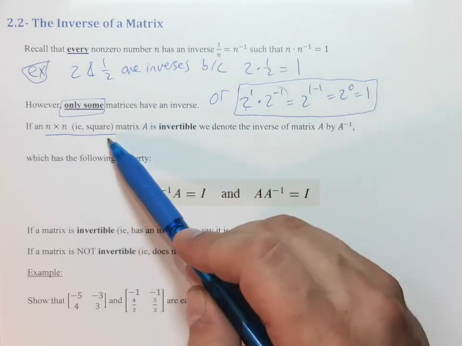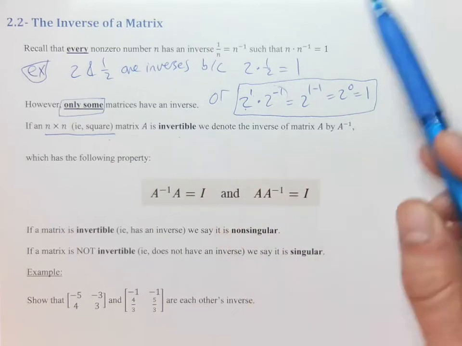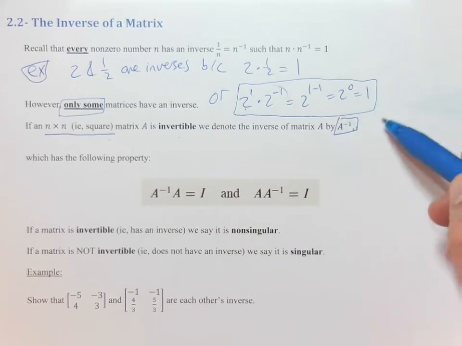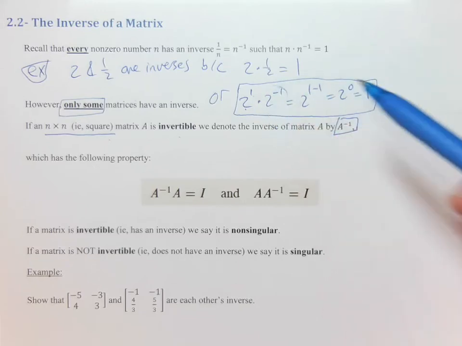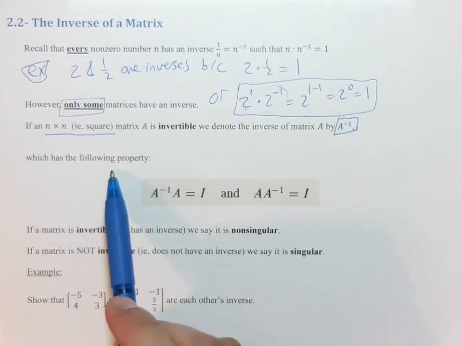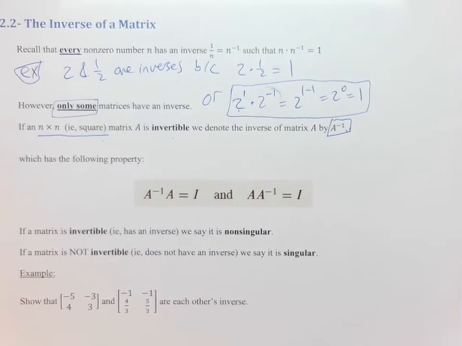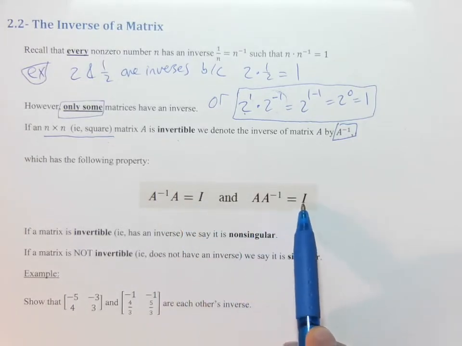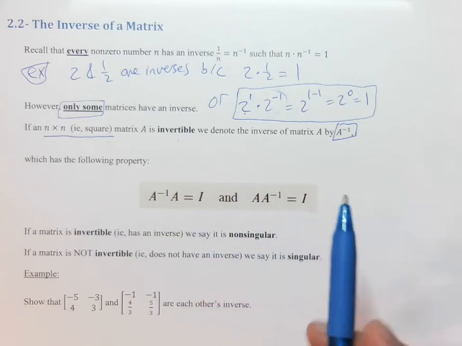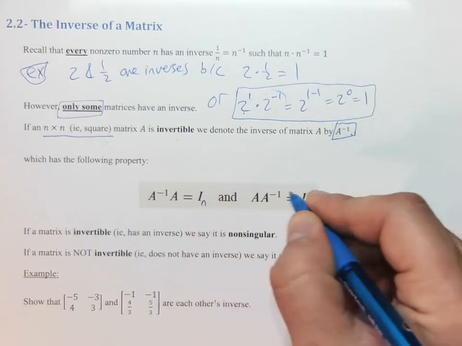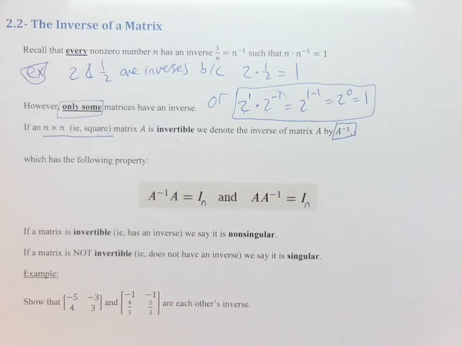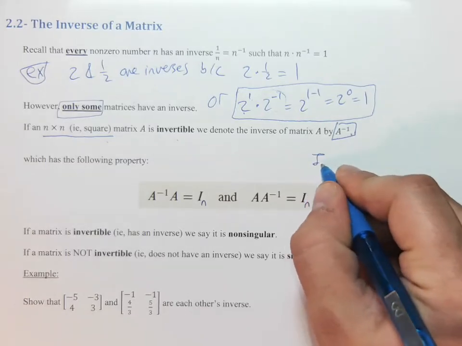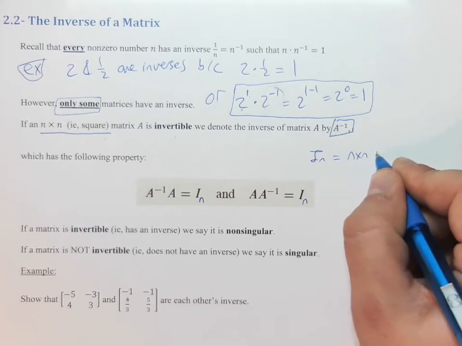But anyway, if we do have a square matrix and it turns out it is invertible, then we denote that with the same kind of notation, right? A to the minus 1, the same kind of notation that we just used with the 2 a second ago. And we say that it has the following property. This is the property of two matrices being each other's inverse: when you multiply the two things together in either order, you get I. And I, what's going on here, this is I sub n, depends on the size of the matrix that we have. And I sub n was something we mentioned a couple times before, most recently in the last section. I sub n is the n by n identity matrix.